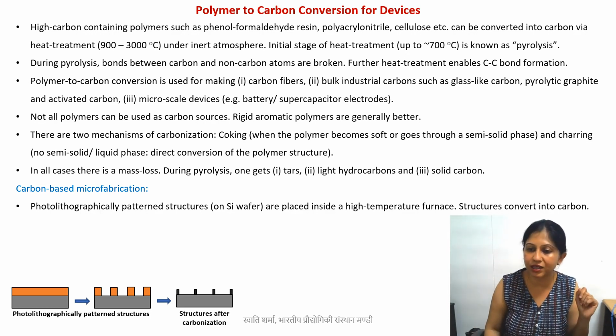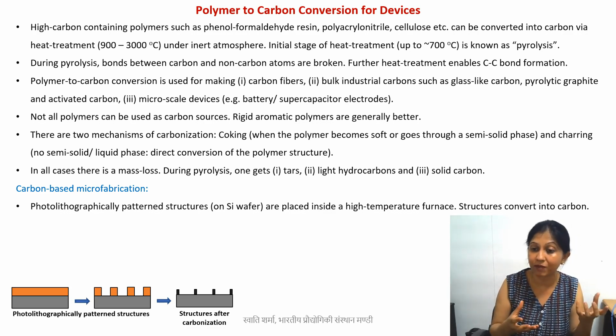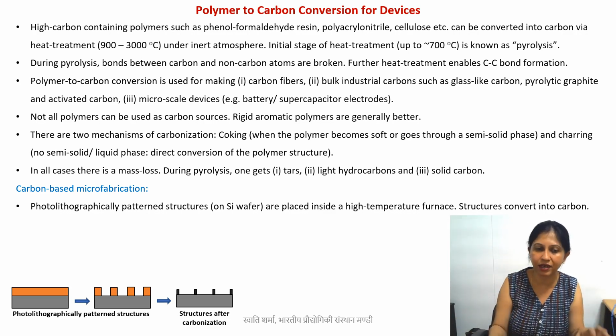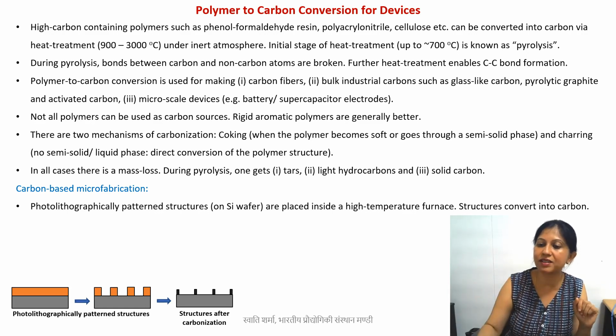But as you can see in this image, the pillars will be smaller. They will be shrunk. Why? Because there is a lot of mass loss. Typically, whatever was the mass of the polymer in the beginning, after carbonization you will only get, let's say, 30 to 40% of that. That depends on various factors: the viscosity of the polymers, molecular structure, and so on. But there is always a mass loss and there is always a shrinkage.